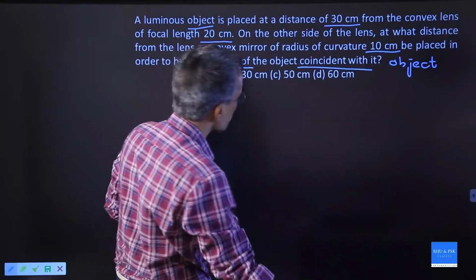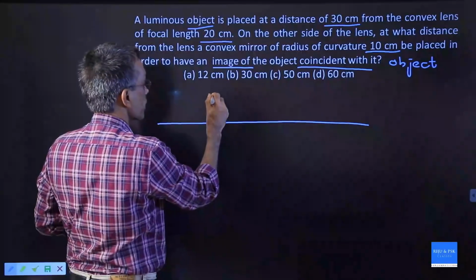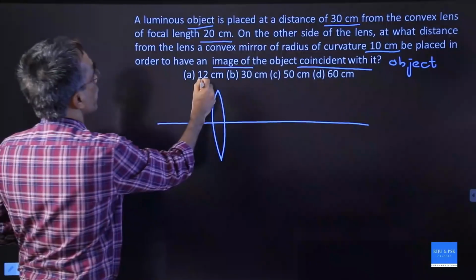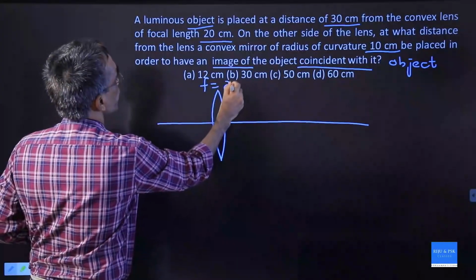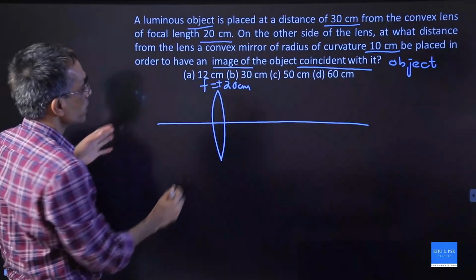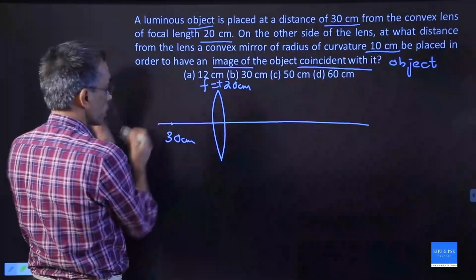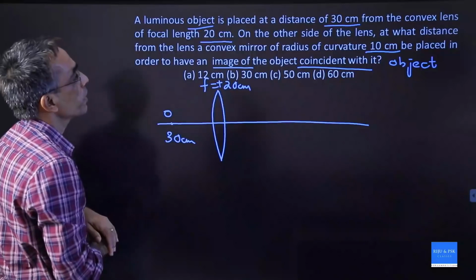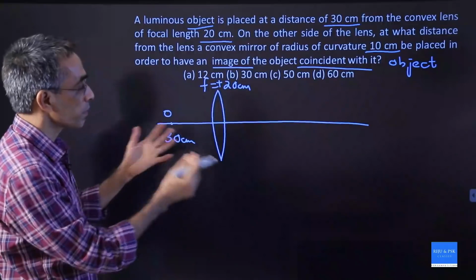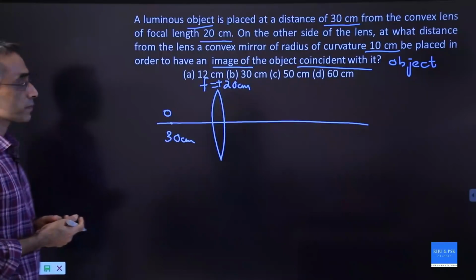Let us draw a ray diagram. So there must be a principal axis and there is a convex lens. The focal length of the convex lens is given as 20 centimeter. You know it should be taken positive. There is an object at a distance of 30 centimeter, maybe to this side. This is the object. At what distance from the lens must a convex mirror be placed? Okay, before that, for this object, where is the image formed?